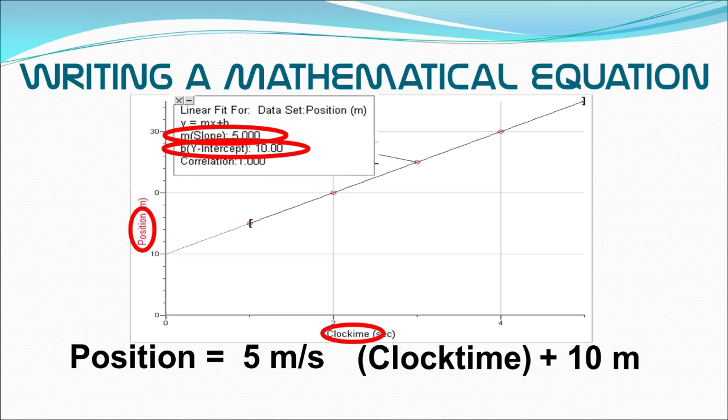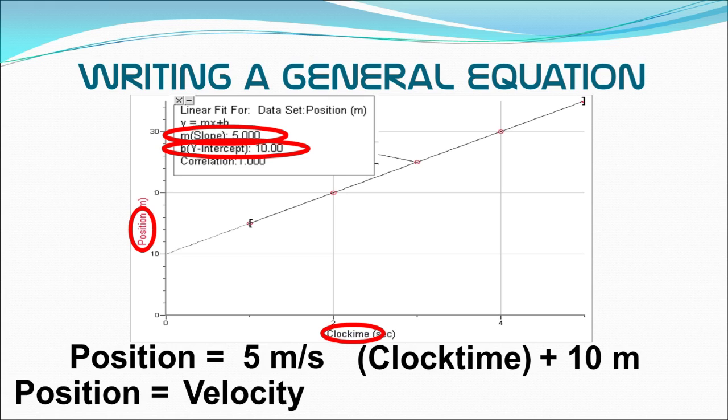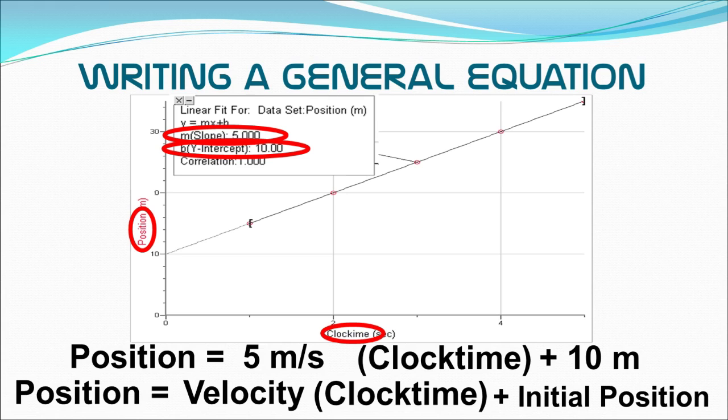Now that you have the proper mathematical equation, try writing a general equation. The variables are going to stay the same. Position still equals position. 5 meters per second represents velocity, so I'm going to replace 5 meters per second with velocity. Variables remain variable, so clock time remains clock time. 10 meters, this is my initial position. Remember, the general equation starts and ends talking about the dependent variable. So we had position at the beginning of the equation, we have to have initial position at the end of the equation.